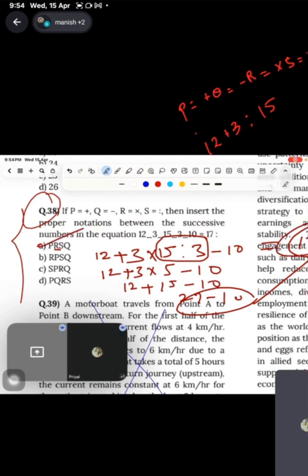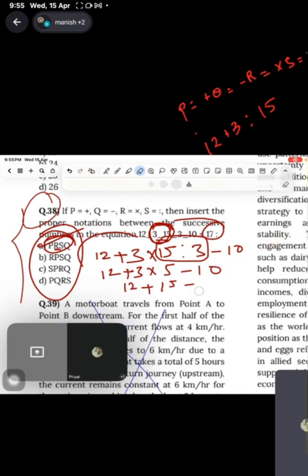Otherwise, that poor girl will check all the numbers, then she will arrange. But I know that here I want 17, so I have to take a multiplication with the larger number. The larger number is 15, that's why I have taken R here, and R is in the second position in the first option. So this is what I'm saying, guys: the game is about time management.